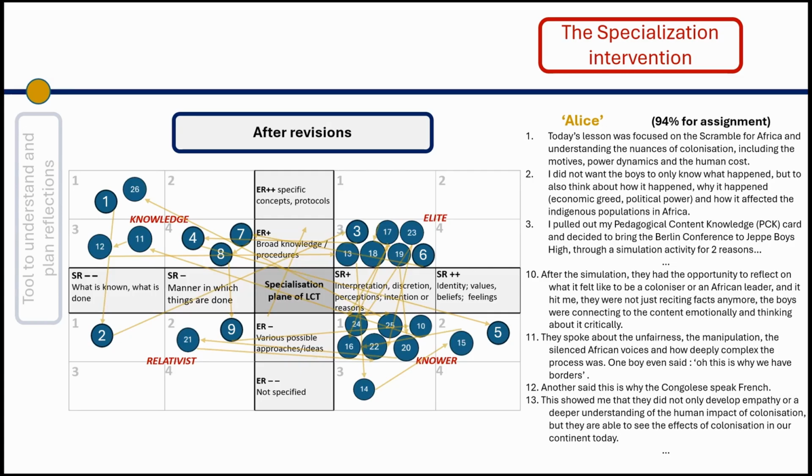And I just love this, that she said, if you look at number 11, they spoke about the unfairness, the manipulation, the silenced African voices, and how deeply complex this process was. One boy even said, oh, this is why we have borders. Another said, this is why the Congolese speak French. This showed me that they did not only develop empathy, but they are able to see the effects of colonization on our continent today, really bringing her insights to bear on this particular content and her intentions to bear on this particular content.